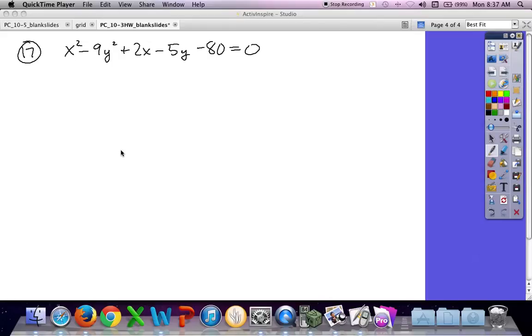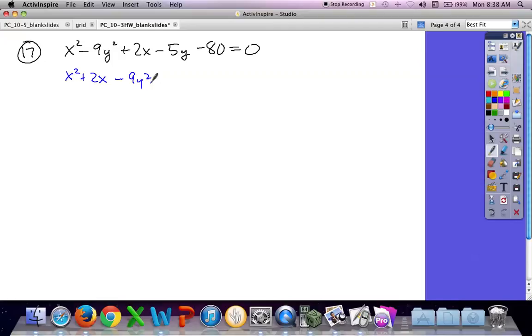Okay, 17 says find the center, vertices, foci, and asymptotes of the hyperbola and sketch its graph. So what did we have to do in this one before we can do any of that stuff? Complete the square, right? So we start out by getting our x terms together and our y terms together.